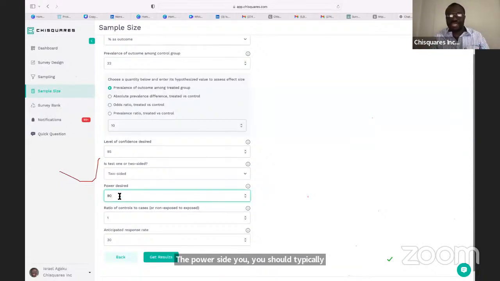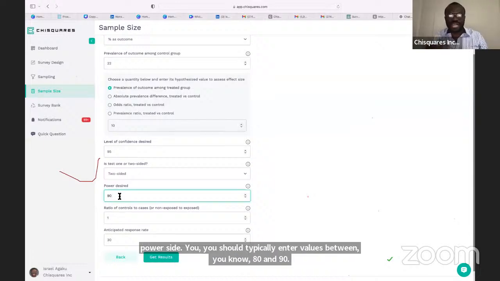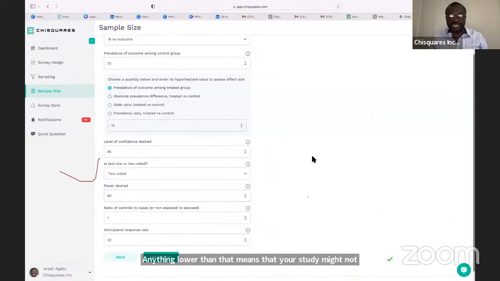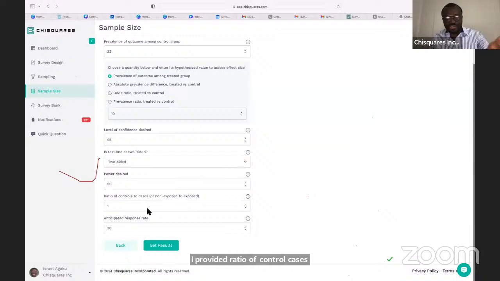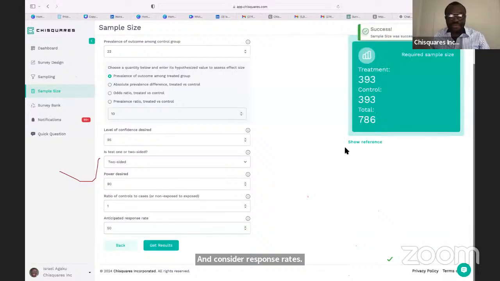Anything lower than that means that your study might not be powered adequately to detect differences. I provide a ratio of controls to cases as 1, since it is a ratio of 1 to 1, and the anticipated response rate I provided as 50, and I calculate the sample size.